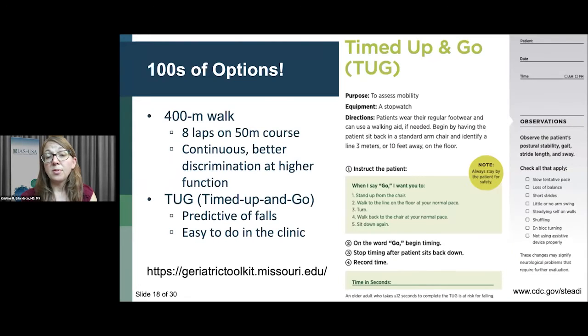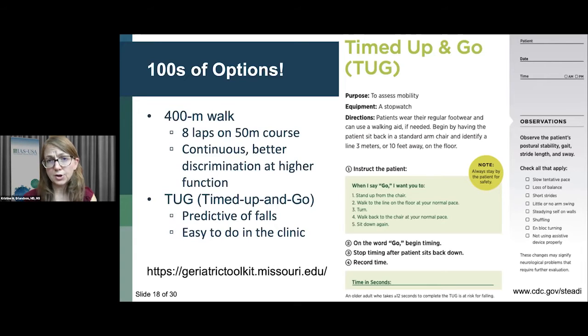I mentioned a couple of other tests on the initial chart, and I will mention that there's hundreds of options for assessing physical function. These are some of the most commonly mentioned that I used here. This website, the Geriatric Toolkit, also has a lot of other links to different tests. The 400-meter walk test is a little bit more of an endurance test, so it's pushing people to walk a quarter of a mile instead of just that 4 meters.